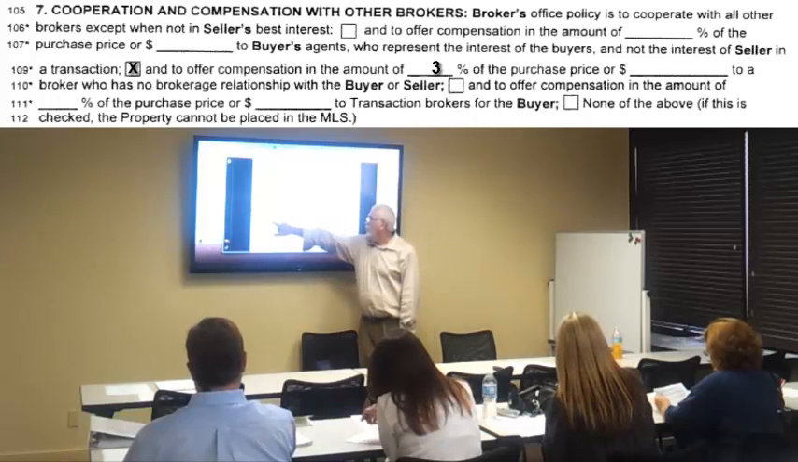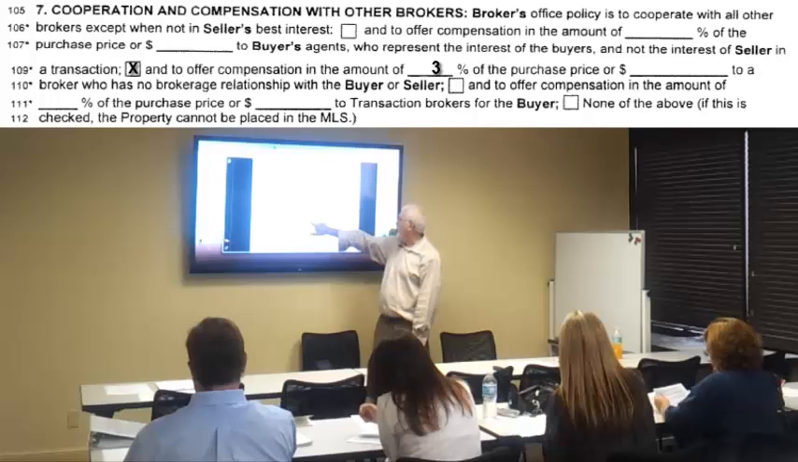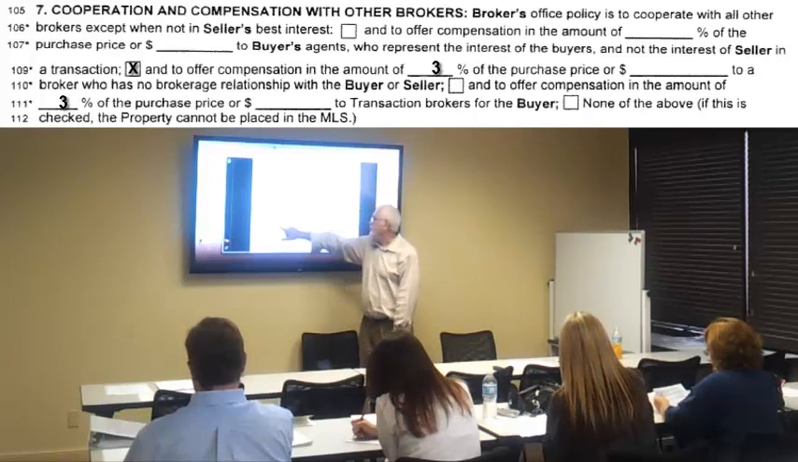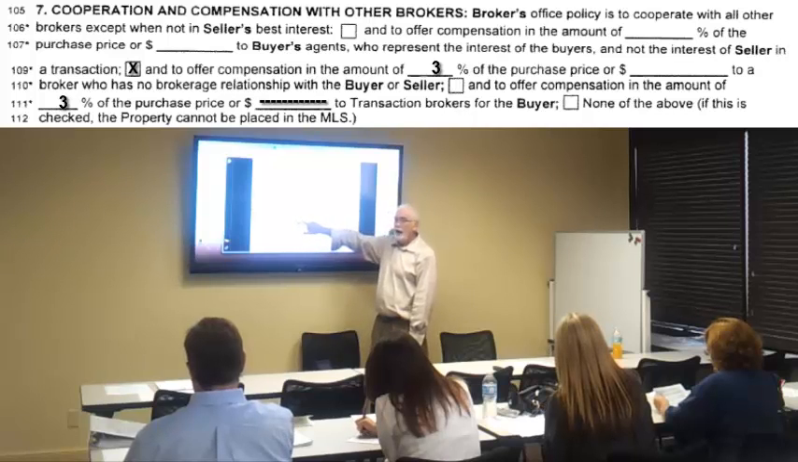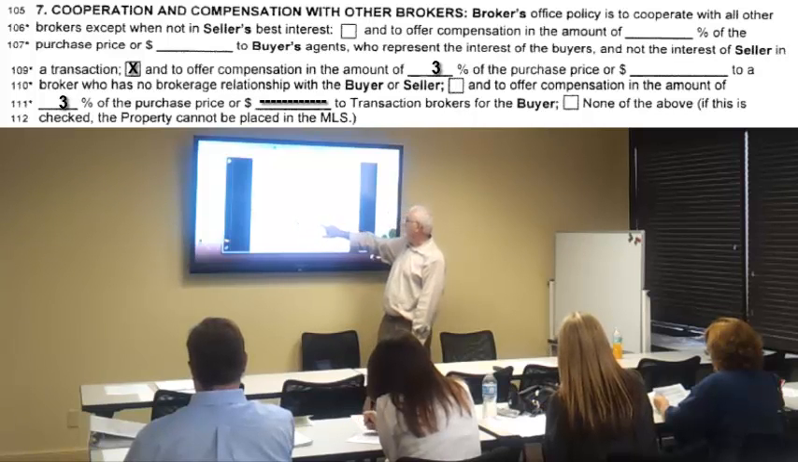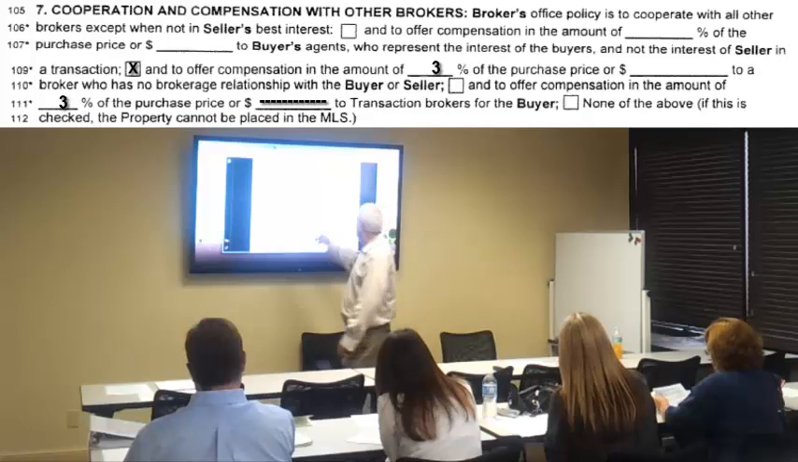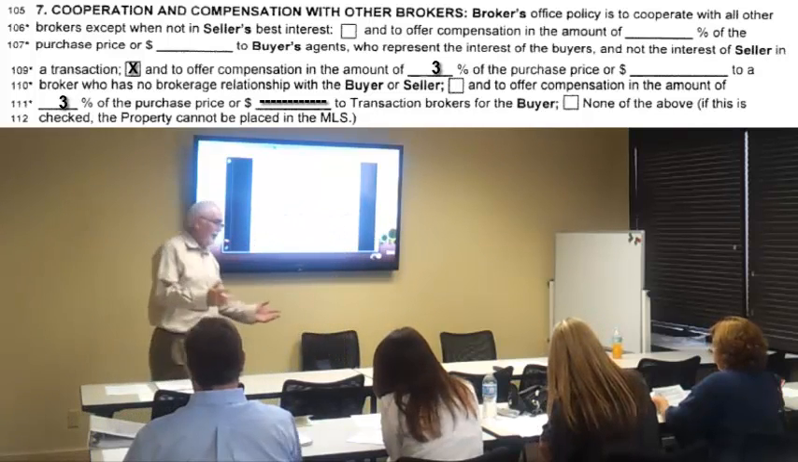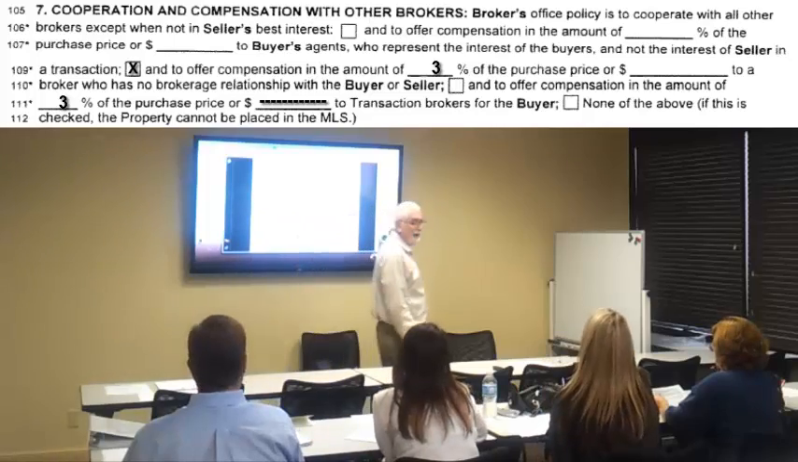Broker who has no brokerage relationship with buyer or seller. And to offer compensation in the amount of 3%, draw a line through the dollar amount. The transaction brokers for the buyer. Do not check the one that says none of the above. If you're not willing to cooperate with anybody, the MLS will not accept your listing.